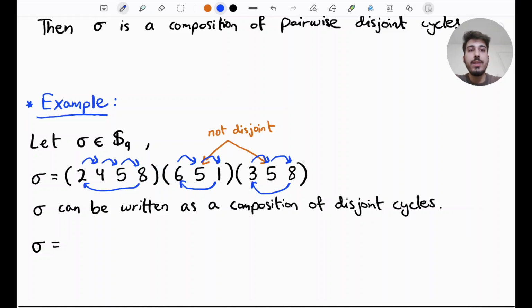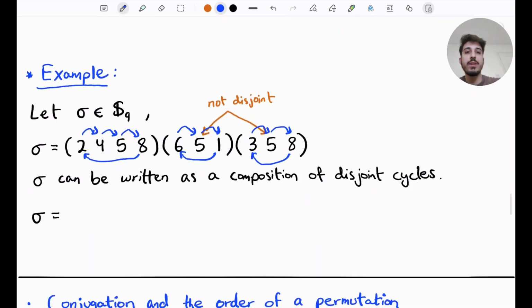We notice that these cycles here are not disjoint because they share the element 5. So the proposition tells us that we can rewrite sigma so that sigma is written as a composition of pairwise disjoint cycles. So let us do that.